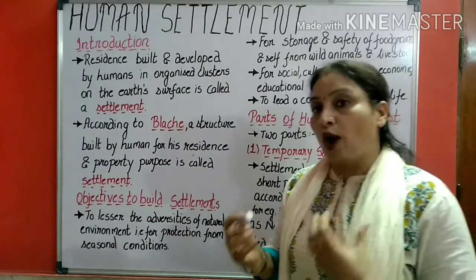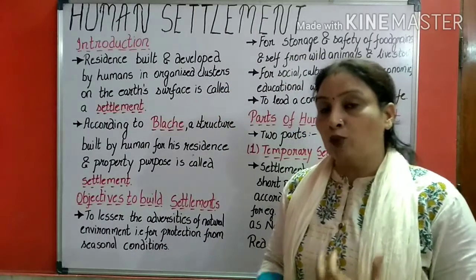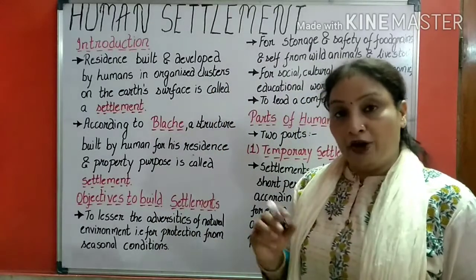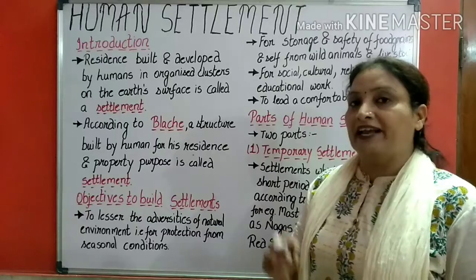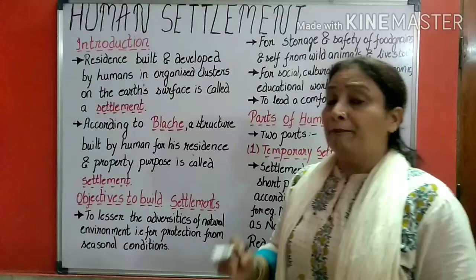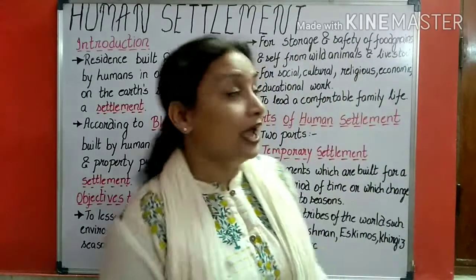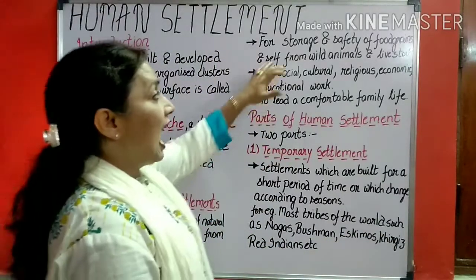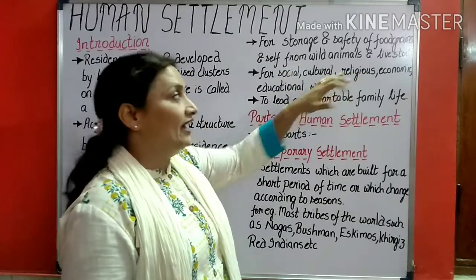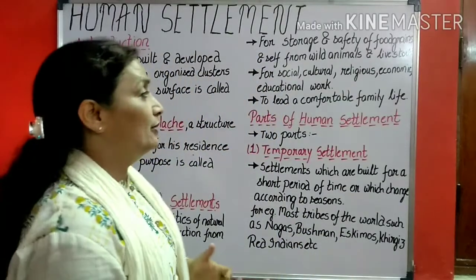Now we will talk about the purposes behind a man building a settlement, or what the objectives are. In order to reduce the harsh climatic conditions of nature, to protect himself, to protect and store food grains, and for protection from wild animals and livestock. Livestock includes cow, buffalo, sheep, goat.